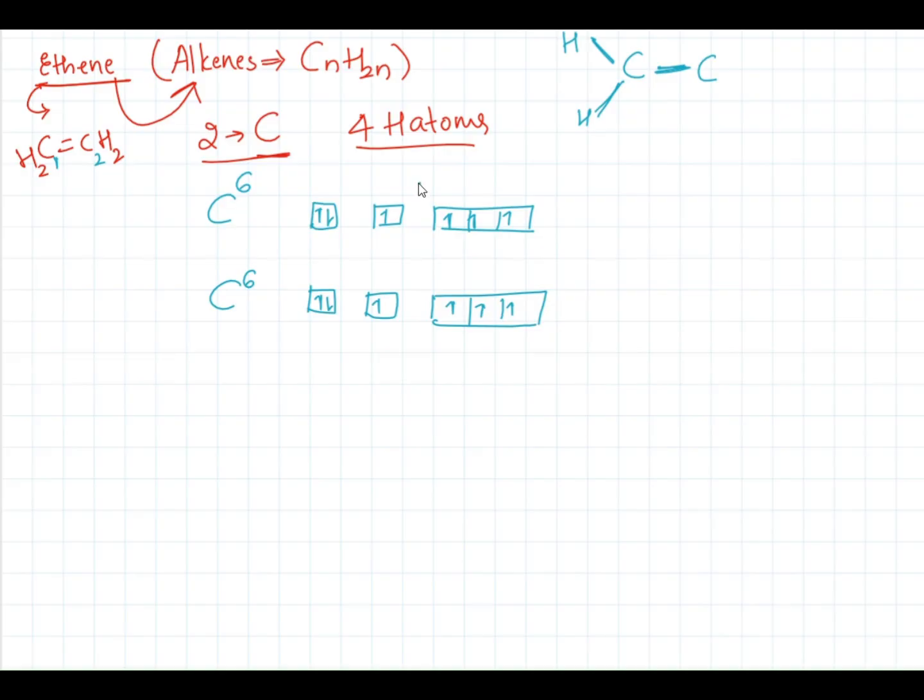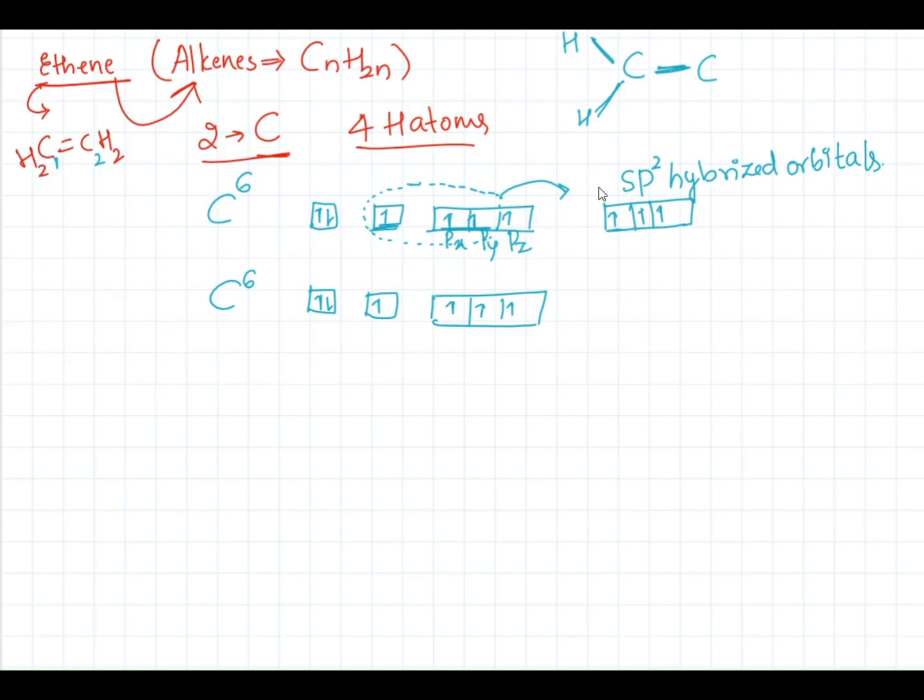Hence, the 2s orbital and 2p orbitals will undergo hybridization to form 3 sp2 hybridized orbitals, right? And each has 1 electron. If this is px, this is py, and this is pz, 1 s and 2 p orbitals are overlapping, hence it is known as sp2 hybridization, right?